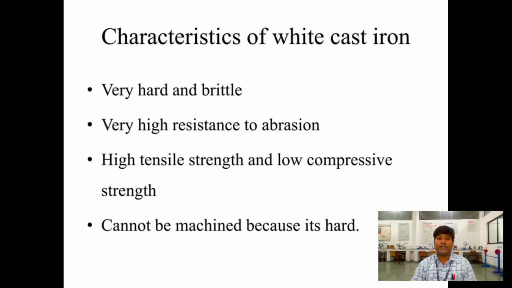Characteristics of white cast iron. As we have already seen in the previous slides, it is very hard and brittle. If the component is very hard, it has wear resistance and very high resistance to abrasion. It has high tensile strength and low compressive strength. It means it has high tensile strength, but the compressive strength is very low. It cannot be machined because it is hard.